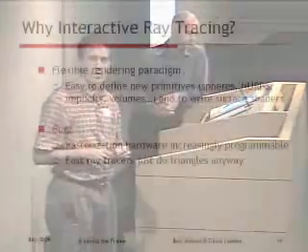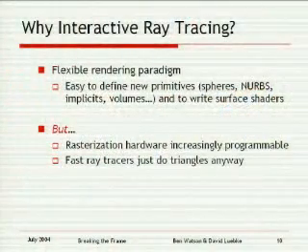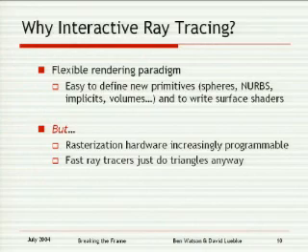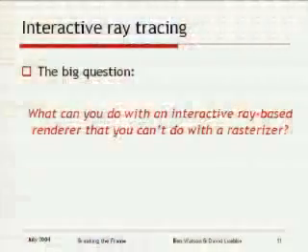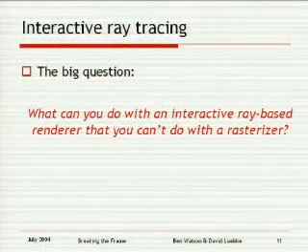Speaking of flexible, another reason you might want to use ray tracing is just that it's easy to define new primitives. You can do direct ray tracing of spheres. Everybody does that in intro graphics, or NURBS, or implicit surfaces or volumes, or anything else. On the other hand, rasterization hardware, once more, is becoming increasingly programmable, and a lot of the fast ray tracers restrict themselves to triangles just for sheer speed, because they want nice, small, regular data structures that are easy to process.